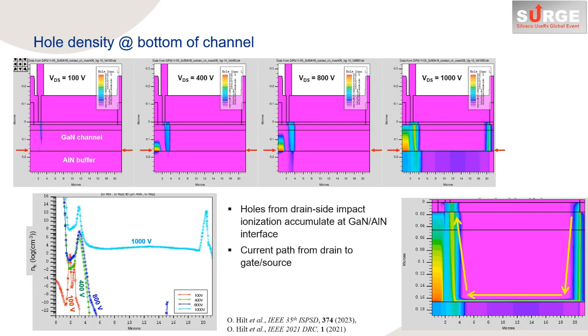As a result of high impact ionization rate, large number of holes are generated under high bias conditions on the drain side. Holes generated by the impact ionization on the drain side accumulate on the GaN channel aluminum nitride buffer interface. Conduction current path from the drain to the gate source is formed.